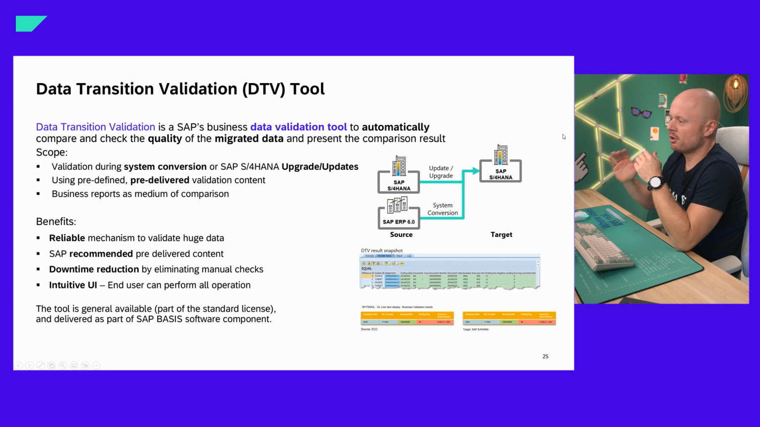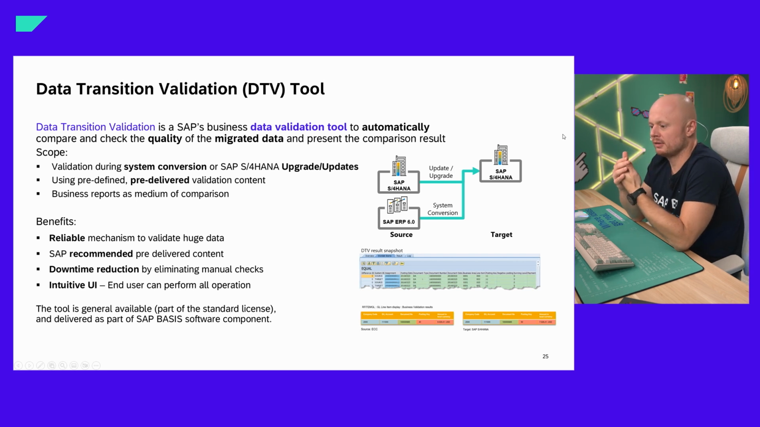I mean, the accuracy of the data that is converted during the system conversion is very important. It needs to be reliable, that the data after the system conversion is the same as beforehand. And there the data transition validation tool helps you.